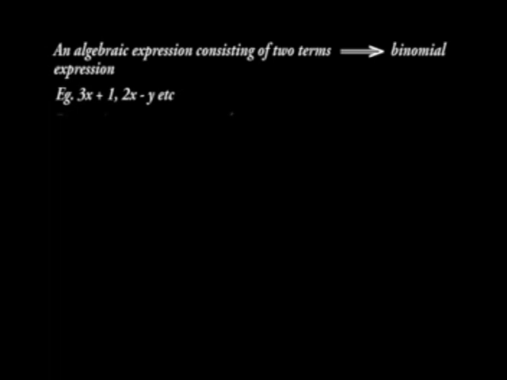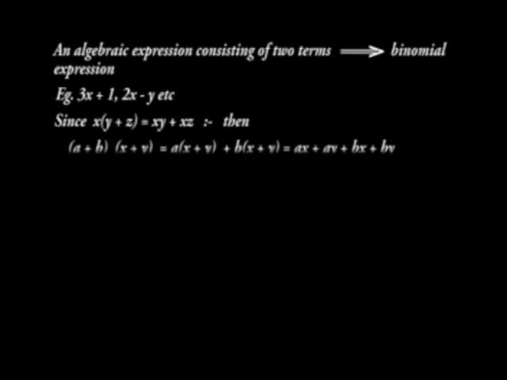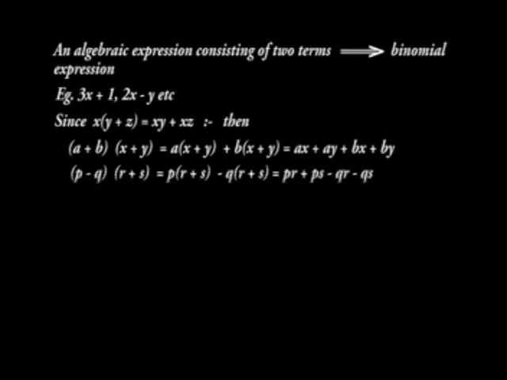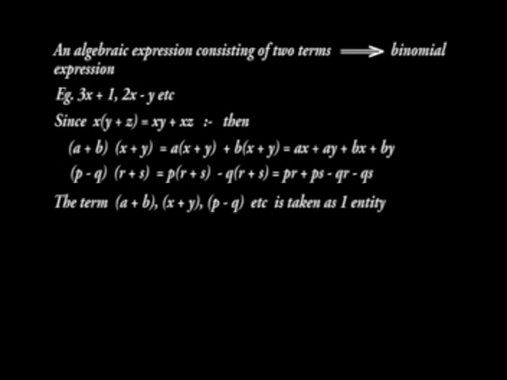Since x(y + z) is equal to xy + xz, then (a + b)(x + y) is equal to a(x + y) + b(x + y), which gives us ax + ay + bx + by. Equally, (p - q)(r + s) is equal to pr + ps - qr - qs. The terms (a + b), (x + y), (p - q), etc. is taken as one entity.